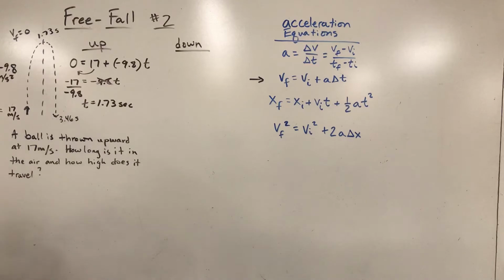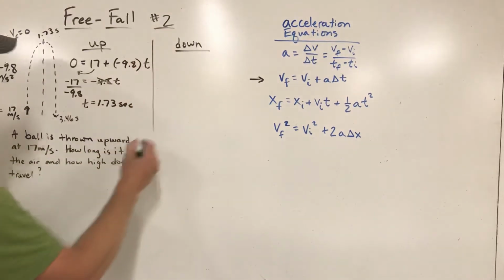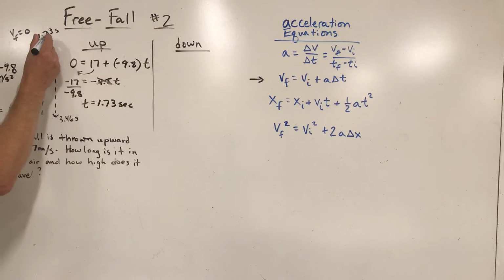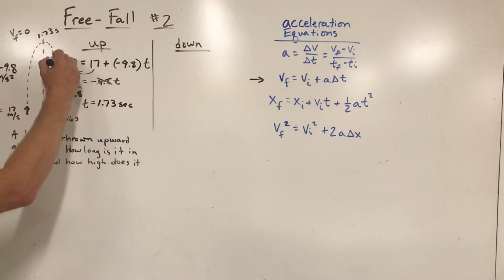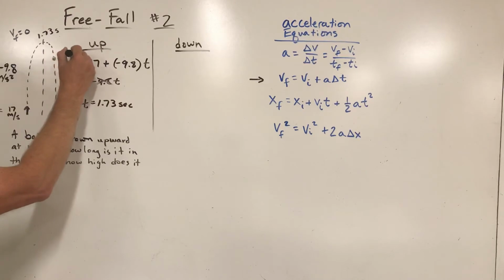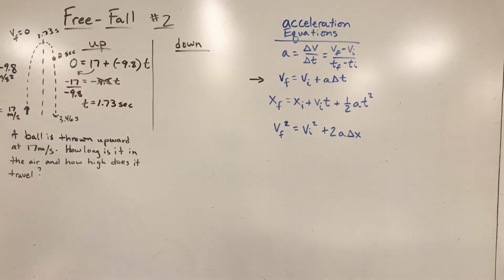If I were to look at different spots, let's say I want to analyze a particular place on the downward half of this. It gets to the top at 1.73 seconds. Well, what about at 2 seconds? At 2 seconds, it might be somewhere right in here. So I'm just going to put that there. How do we know what's going on at 2 seconds? Well, if we're consistent, that's what these equations are going to show us. They're going to show us what's happening at 2 seconds.